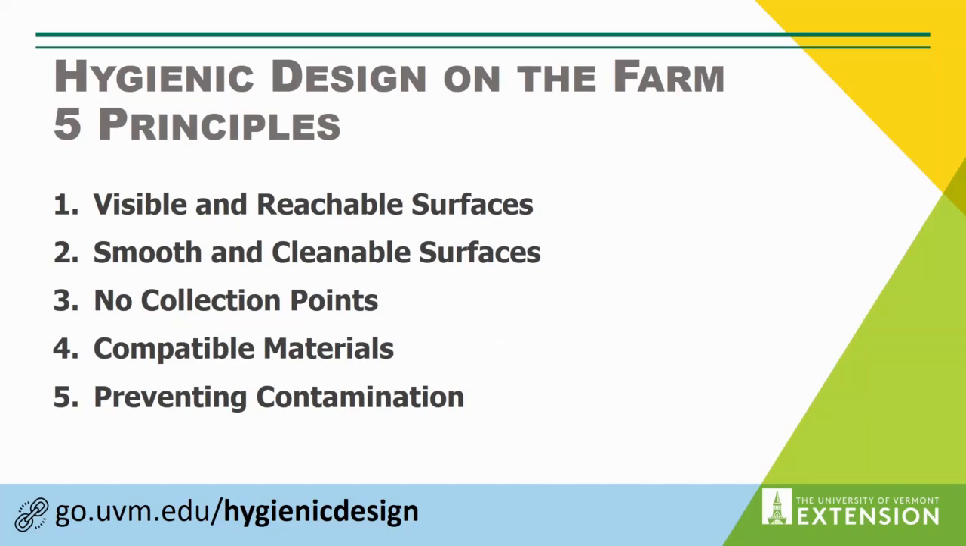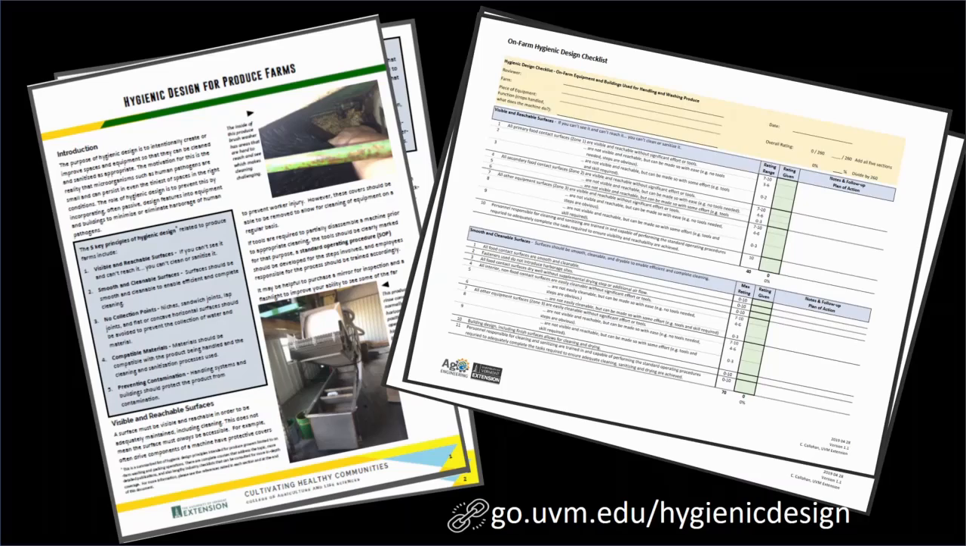We've talked about the 5 key principles: visible and reachable surfaces, smooth and cleanable surfaces, no collection points, compatible materials, and preventing contamination. Here are some tools now that will help you apply this on your farm. If you go to go.uvm.edu/hygienic design, you'll find a series of resources that will help you apply what we've talked about in this video series. The first is a downloadable PDF which covers the same content that we just reviewed in these videos. Hopefully it's helpful to you to remember what we talked about in the videos as you go and apply it.